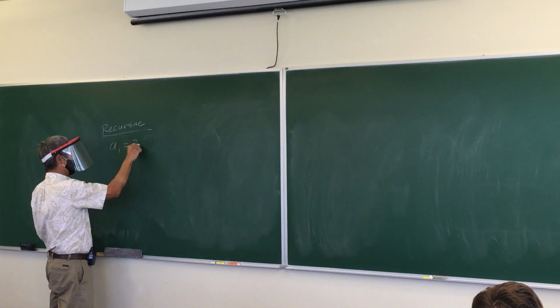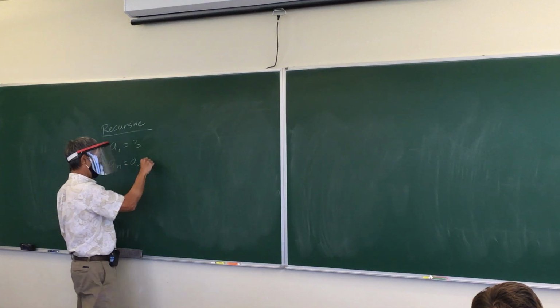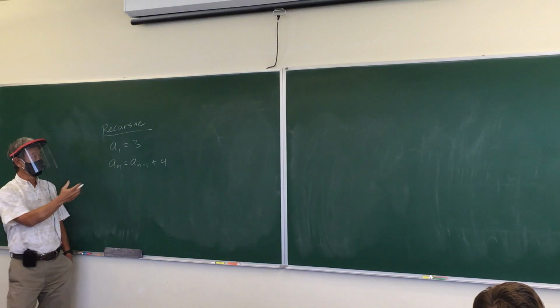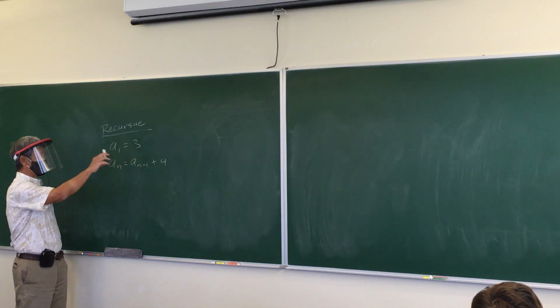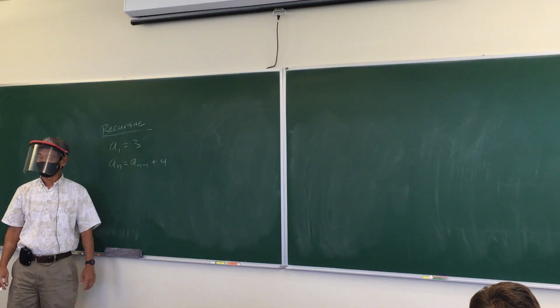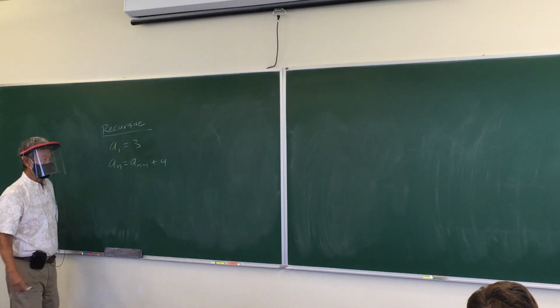A1 equals 3. An is equal to An minus 1 plus 4. So the first part of tonight's homework, I'm going to give you a sequence defined recursively, and then I'm going to ask you to write the first 5 terms. Well, how do you even begin to do this?